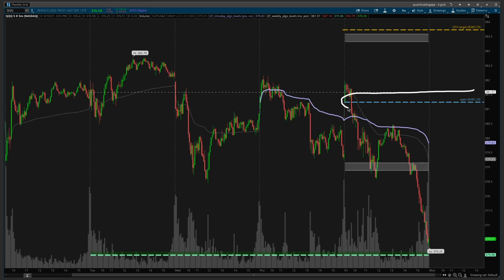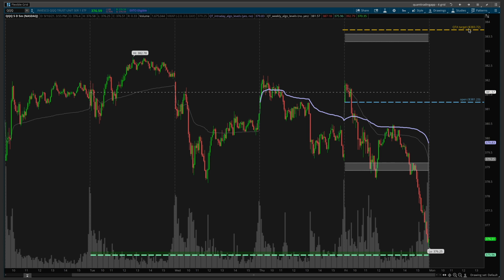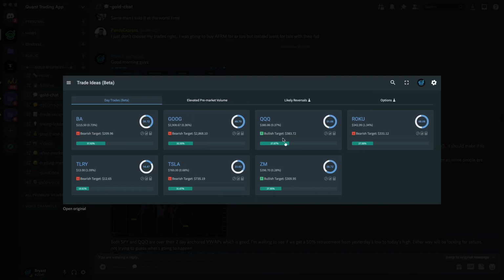Now, I made sure to draw a line on each chart showing exactly what the opening print was. So in this particular case, the blue line is exactly where the Qs opened up on Friday. So we opened at $381.23. The gold line up here, the dashed one, and this will be the same for every ticker in review, is saying that the Quant Trading App target was $383.72. That level comes from this right here, $383.72. So that's the bullish target that the Qs had.